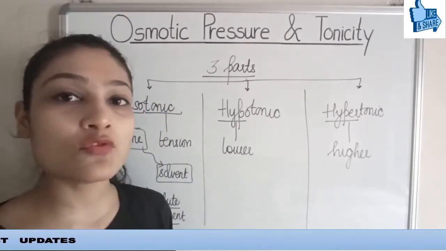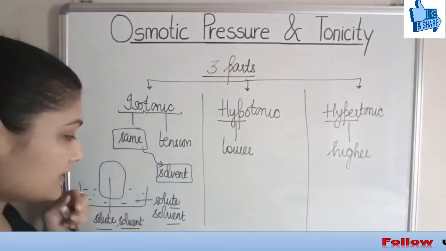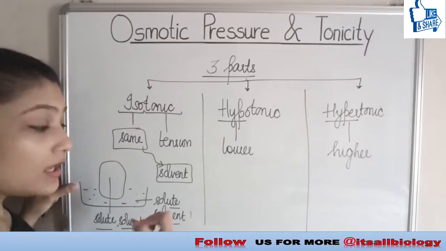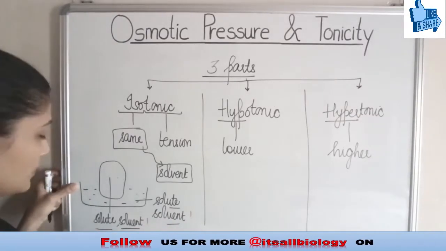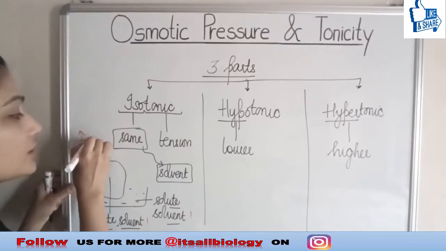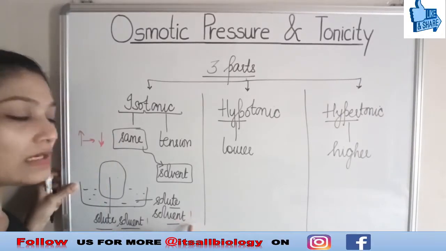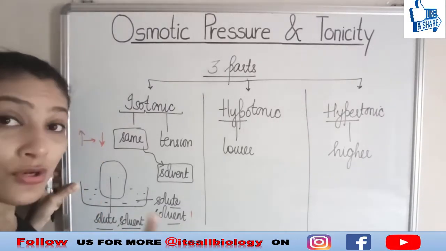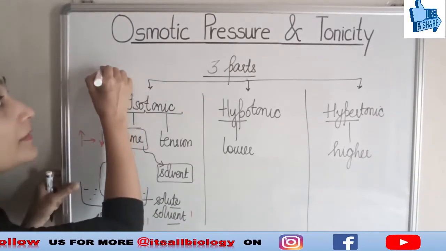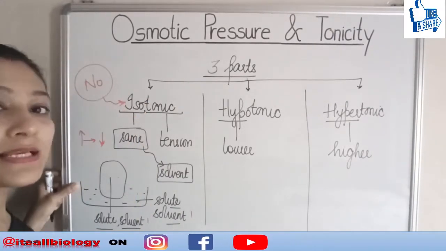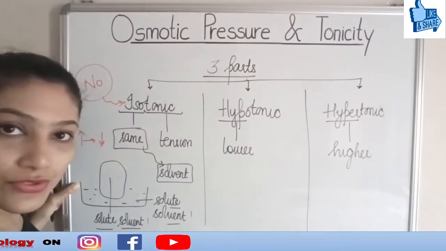Is there going to be any movement of solvent? Let's see. Solvent here is, suppose, 1 and here also solvent is 1. By the definition of osmosis, we know that the movement of solvent is going to be from its higher region to its lower region. Is there any higher and lower region here? No. So there will be no movement in this case in isotonic solution.